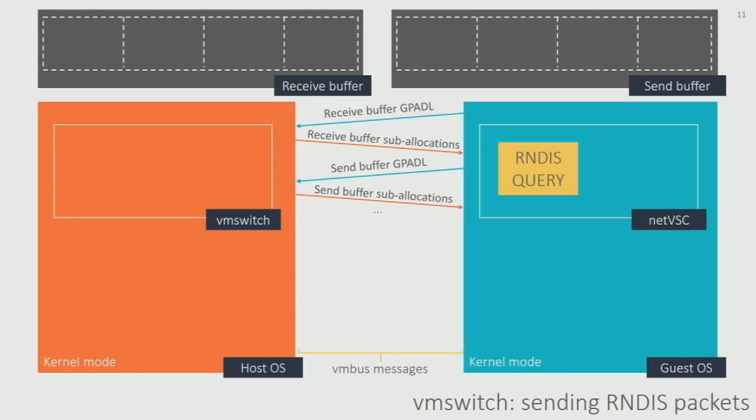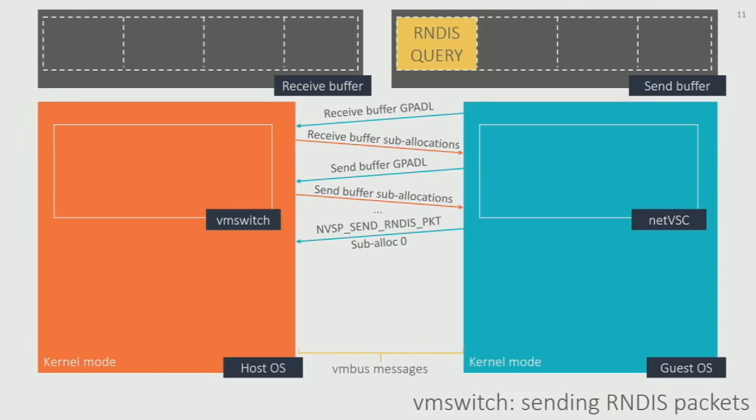Next, the guest wants to send an RNDIS packet. In this case it's a query packet, which just means asking for things like the MAC address from the host. The guest is going to generate its RNDIS packet locally, then just copy it into the send buffer, because once again it's a piece of shared memory. Once that happens, it's going to send a message over VM bus to let the host VMSwitch know, hey, there's a packet in my send buffer. Please read it. Please take care of it. Once the host sees that, it's going to copy it into its own memory space. It's then going to acknowledge to the guest that, okay, I've read it out. You can now use this send buffer sub-allocation for something else.